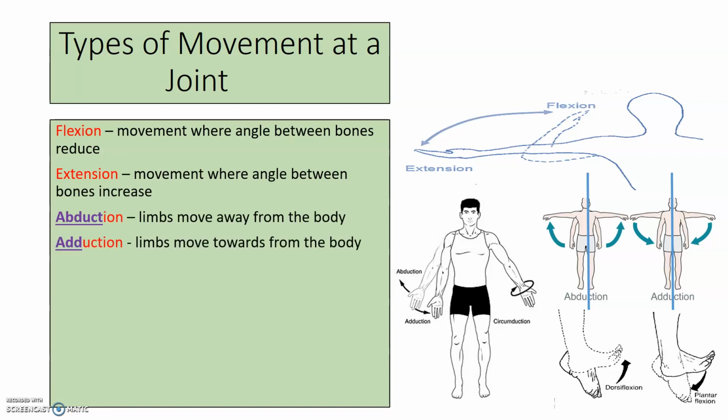When we look at abduction and adduction, you can see in the diagrams here, we've got a blue line which is kind of going through straight, like an invisible blue line which goes straight through the body of a person in the middle.